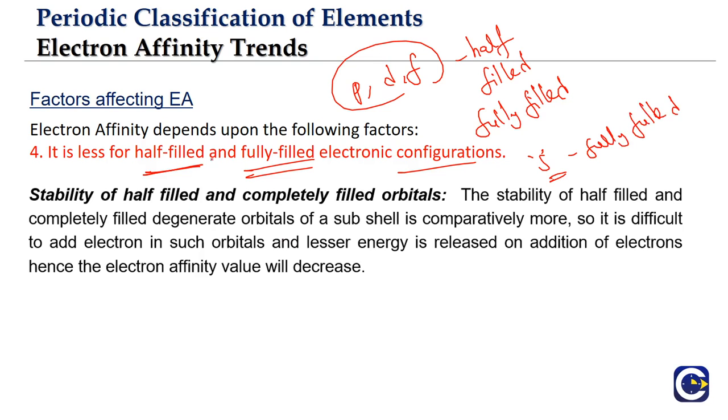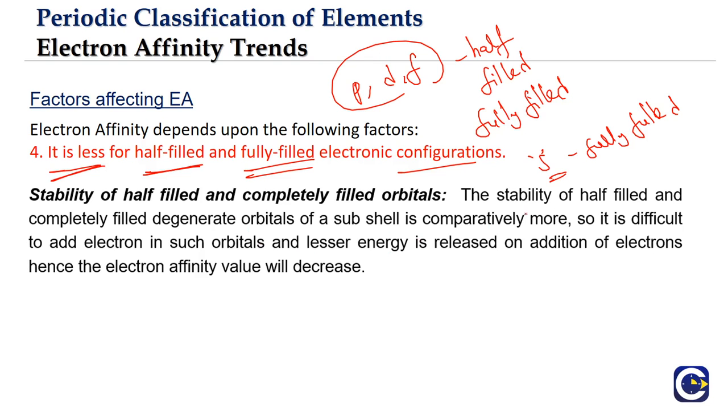Now, if you already have a stable arrangement and we are trying to add an electron, which means we are trying to disturb it. So the electron gain enthalpy or electron affinity will be lesser, because we will not release that much amount of energy. When you already have a stable arrangement, by adding an extra electron, we are not going to get that much energy.